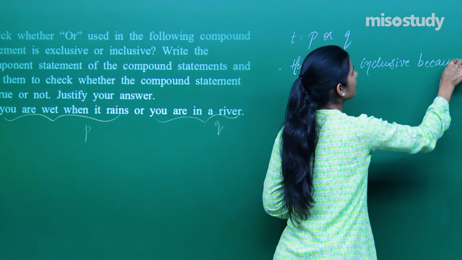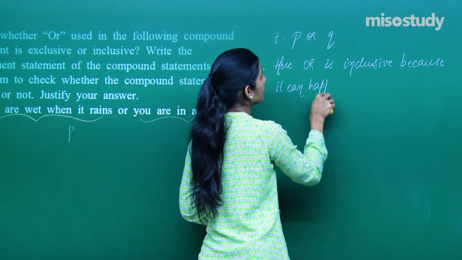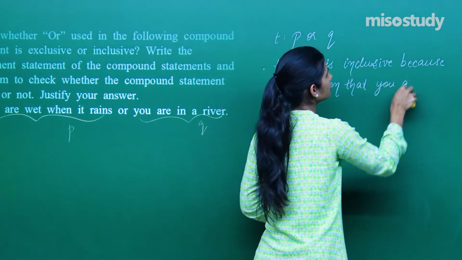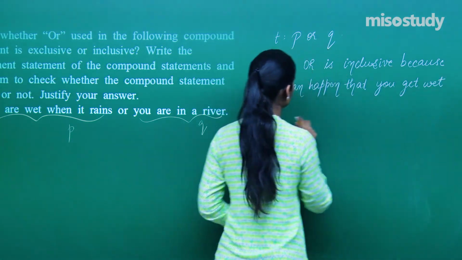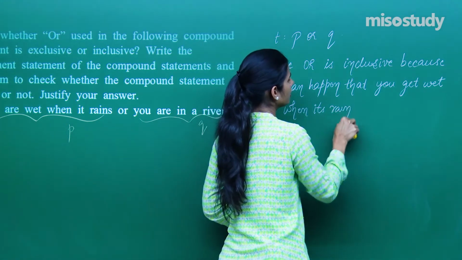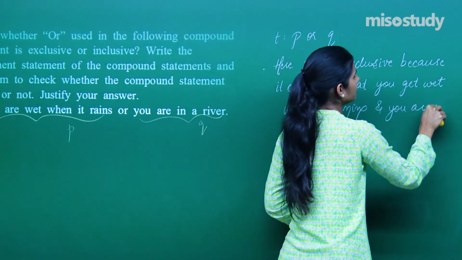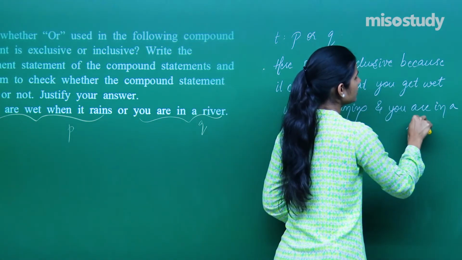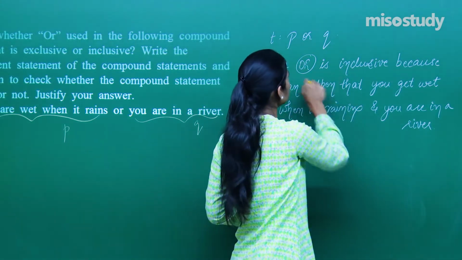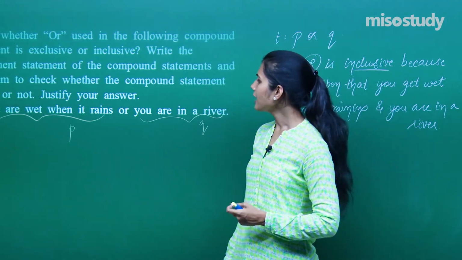because it can happen that you get wet when it's raining and you are in a river. That means both the situations are happening. That can happen, right? And therefore "or" is inclusive. Your "or" is inclusive. Then it is saying write the component statements.